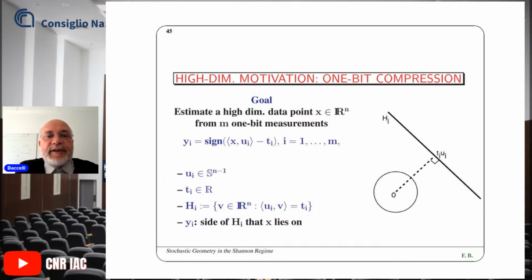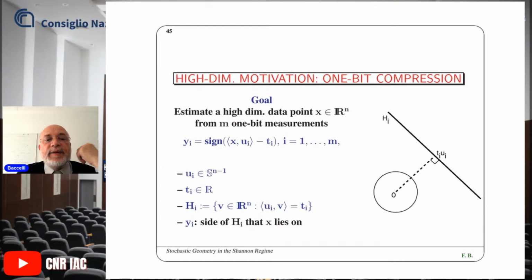So the goal is to estimate a high-dimensional data point from M one-bit measurements. You take a family of lines, and these lines are characterized by the orthogonal vector to the line, passing through the origin. Call it u_i, which is on the (n minus one)-sphere. You encode things by saying on what side of each hyperplane you are, for all hyperplanes. There are m hyperplanes, and you compare the inner product of x and u_i with t_i, and you take the sign of that, and this is your encoding.